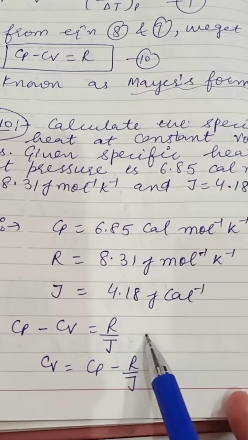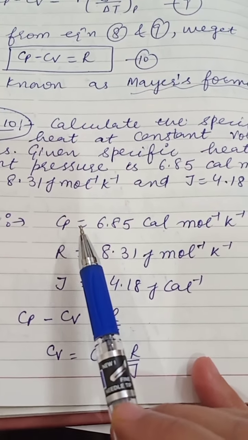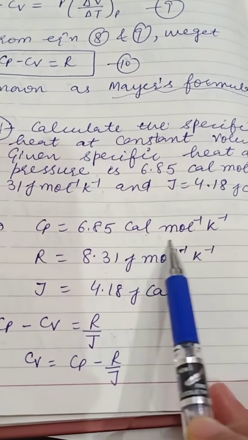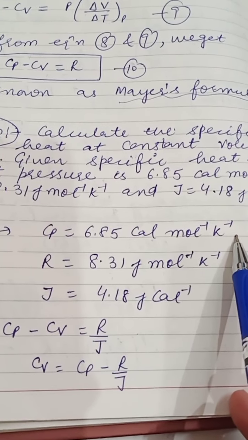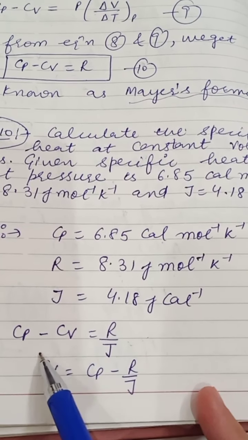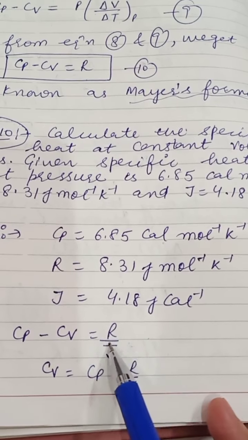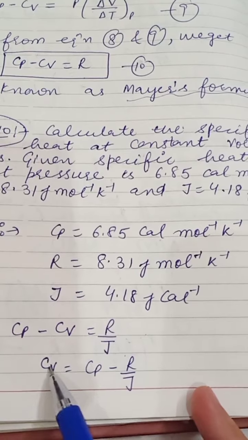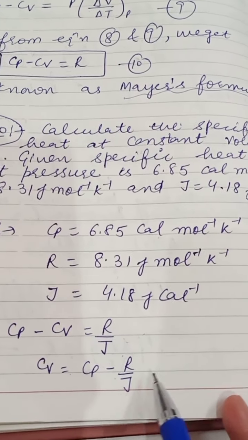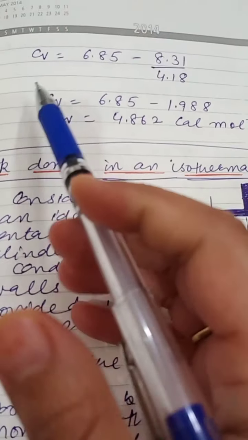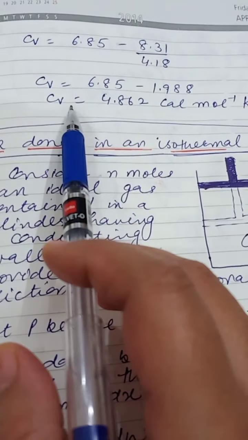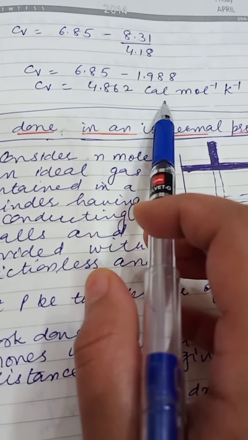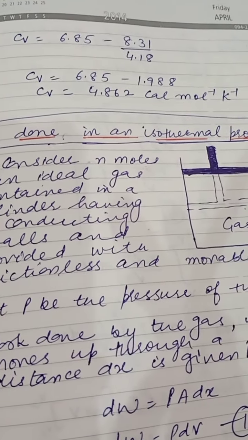We will use this relation because here, whichever of Cp or Cv is given, in this case Cp is given, its unit is in terms of heat, calories per mole per Kelvin. So that's why here we use this relation, that is Cp minus Cv which is equal to R upon J. Clear? So here we have to find out the value of Cv. So Cv is equal to Cp minus R upon J. When we substitute all the values, we get Cv which is equal to 4.862 calorie per mole per Kelvin.